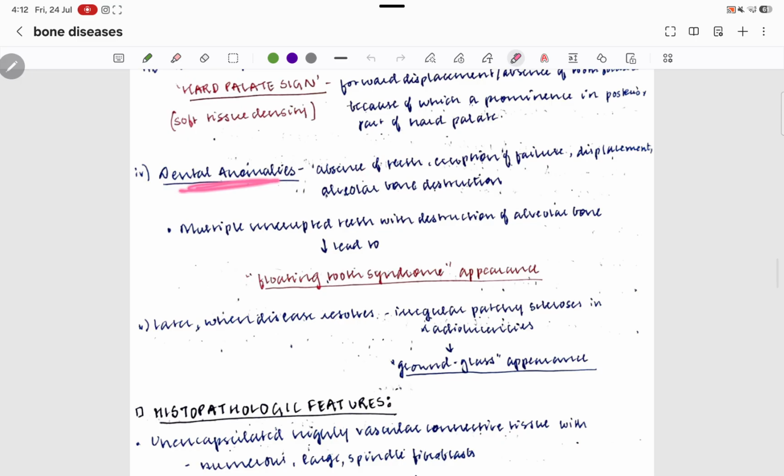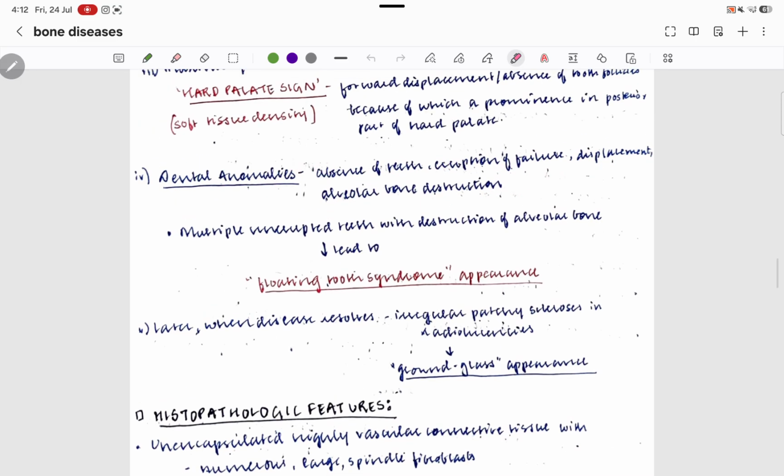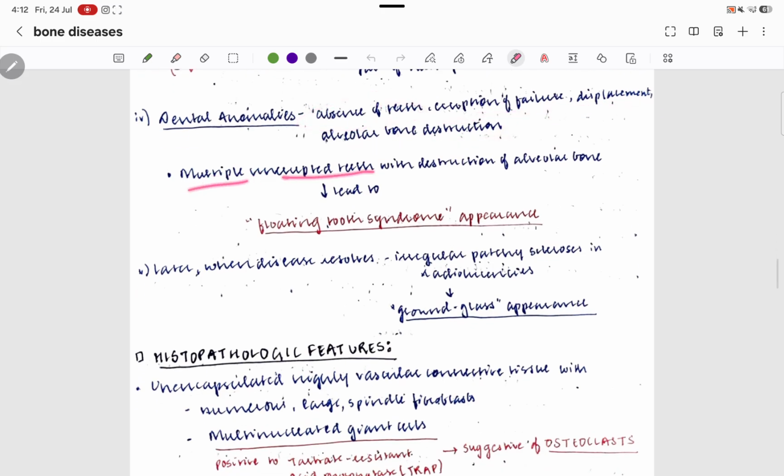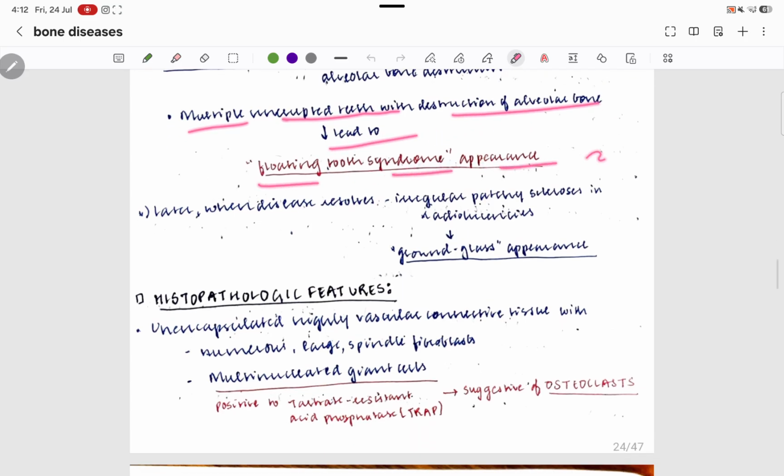Dental anomalies: absence of teeth, eruption failure, and displacement and destruction of alveolar bone. Multiple unerupted teeth with destruction of alveolar bone lead to a floating tooth syndrome appearance.